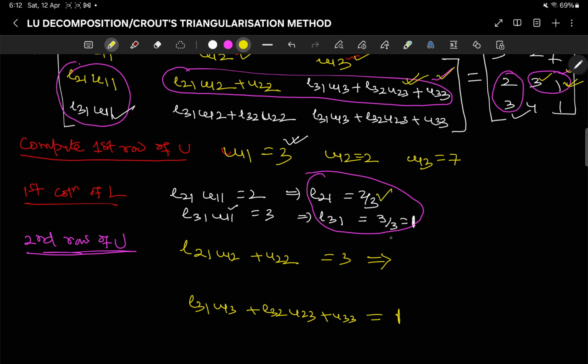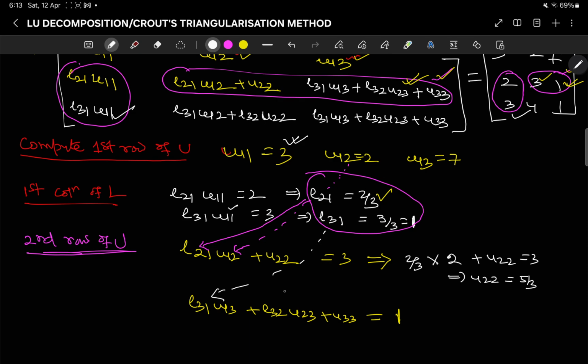Here L21 is 2 by 3 and U22, for which you substitute L21 here and U12 here. So this implies what we are getting: L21 is 2 by 3 into U12, U12 is here 2, plus U22 is equal to 3. So that means my U22 is equal to 5 by 3. Then I solve it. I substitute L31 here, L31 U13 here, and my L32.